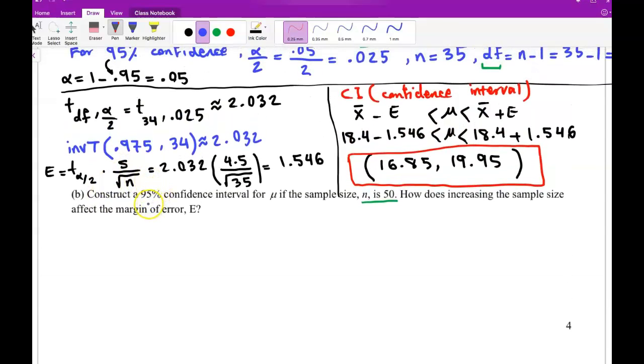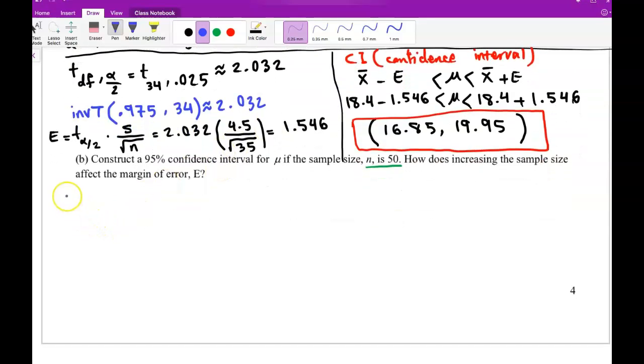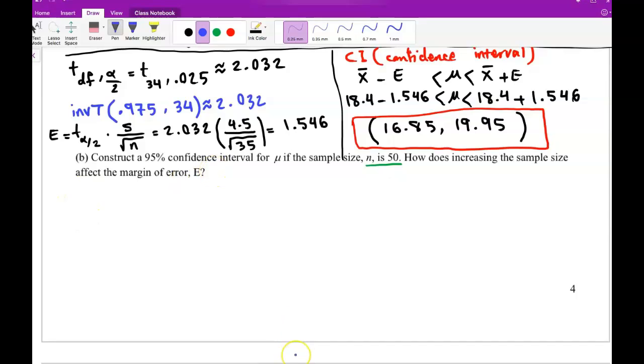Since I have 95%, again I have this part. So 95% confidence, alpha is equal to 5%, and alpha divided by 2 is 0.025. So same thing on this part, alpha divided by 2 is 5%, divided by 2, it's 0.025. And n sample size is 50.